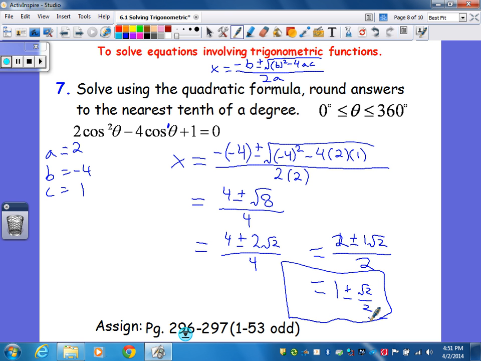So what is that answer, or what is that solution? That's what x is. So you're going to have 1 plus square root of 2 over 2 and 1 minus square root of 2 over 2.